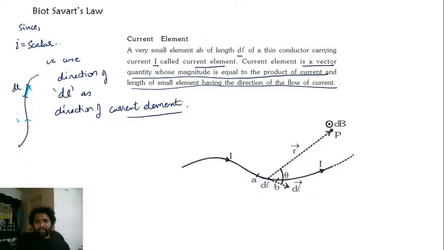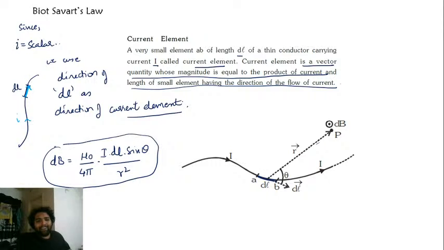Understood? तो ये dl element ये जो है, इसके कारण the field at dB. So now we can define dB will be equal to mu naught by 4 pi into I into dl into sin theta by r square. This is what was calculated experimentally. ये mu naught by 4 pi का value we will learn as we go forward. I hope this is clear. I dl is the vector. dl here is giving the direction.